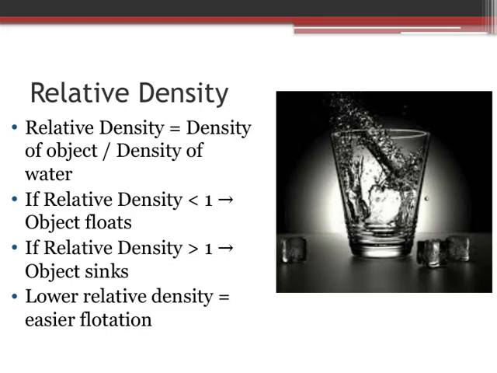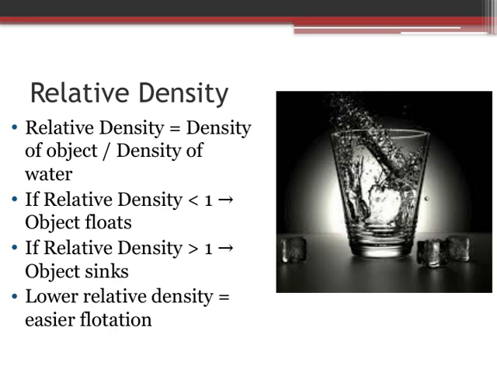Now, let's talk about relative density. Essentially, it's a comparison between the density of an object and the density of water. We calculate it by dividing the density of the object by the density of water. This ratio helps us understand whether an object will float or sink.